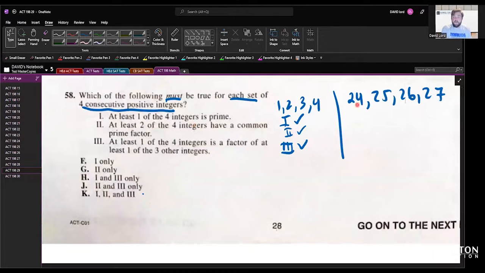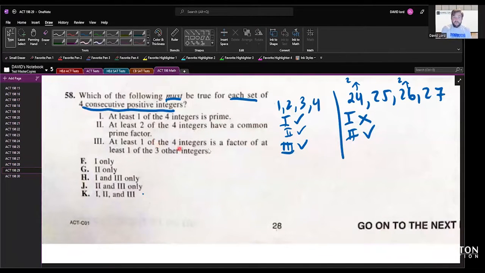Here, we do not have any prime numbers. So Roman numeral 1 does not have to be true. It could be true. In a lot of cases, it will be true, but not always true. 2: at least 2 of the 4 integers have a common prime factor. Well, 24 has 2, 26 has 2, so they do share a common prime factor. So that means Roman numeral 2 is still true.